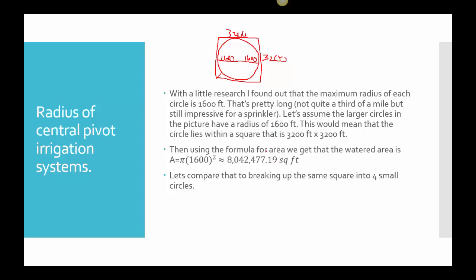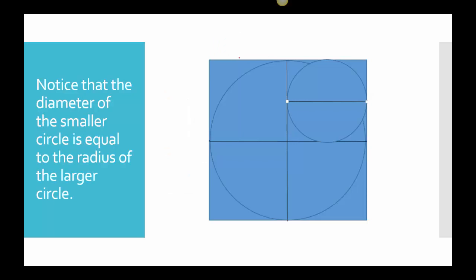So using this formula, I get pi r squared. So pi, which we know, times 1,600 squared, which is 8,042,477.19 square feet. Wow. And I want to compare that to breaking up the same square into 4 small circles. So this would be the area of the big circle that we saw. But I said, well, what if I break it up? So instead of having this one big circle, what if I used a little circle that went in the corner?